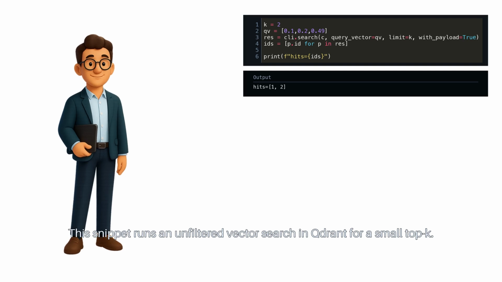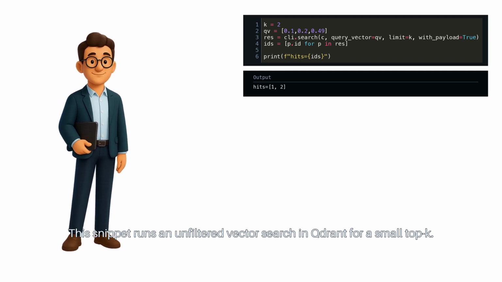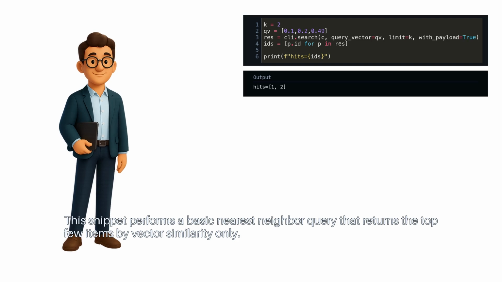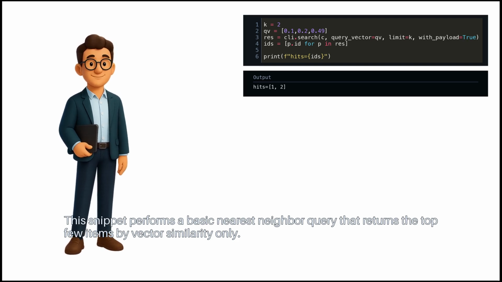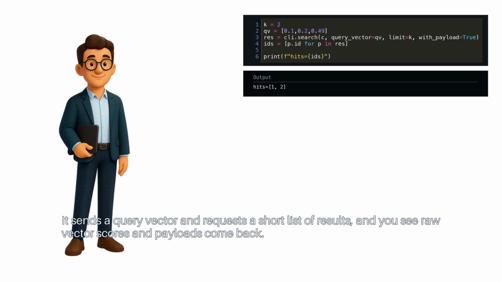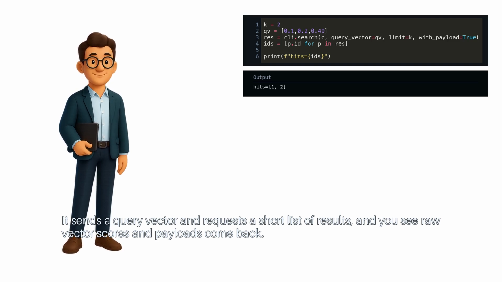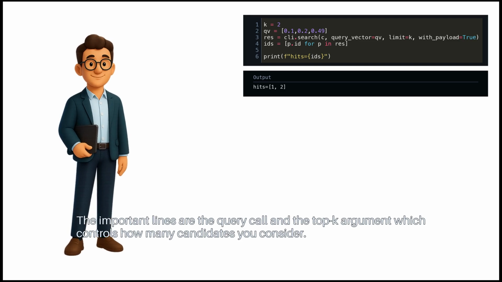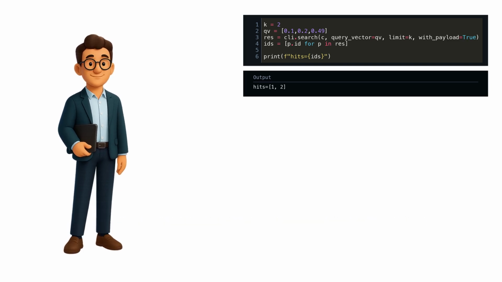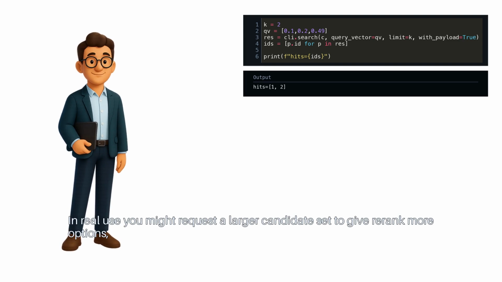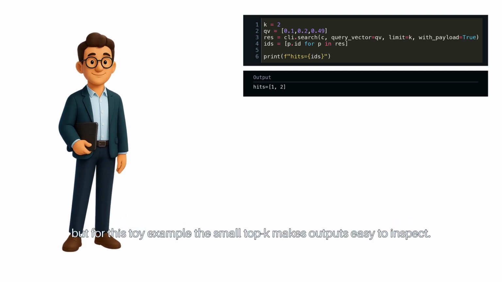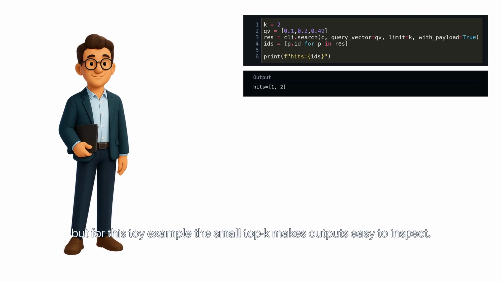This snippet runs an unfiltered vector search in Qdrant for a small top K. This snippet performs a basic nearest neighbor query that returns the top few items by vector similarity only. It sends a query vector and requests a short list of results, and you see raw vector scores and payloads come back. The important lines are the query call and the top K argument, which controls how many candidates you consider. In real use, you might request a larger candidate set to give re-rank more options. But for this toy example, the small top K makes outputs easy to inspect.